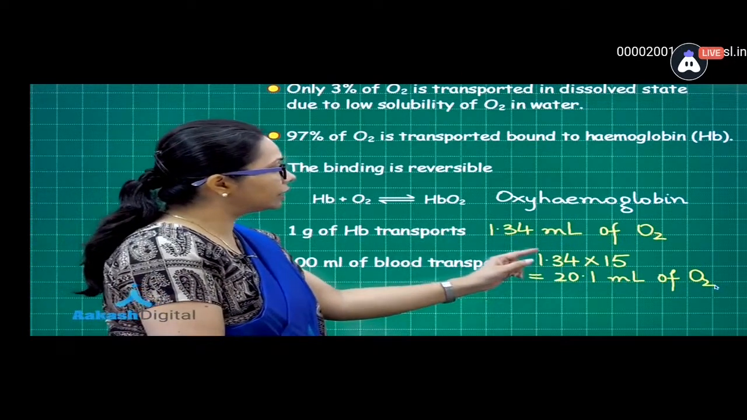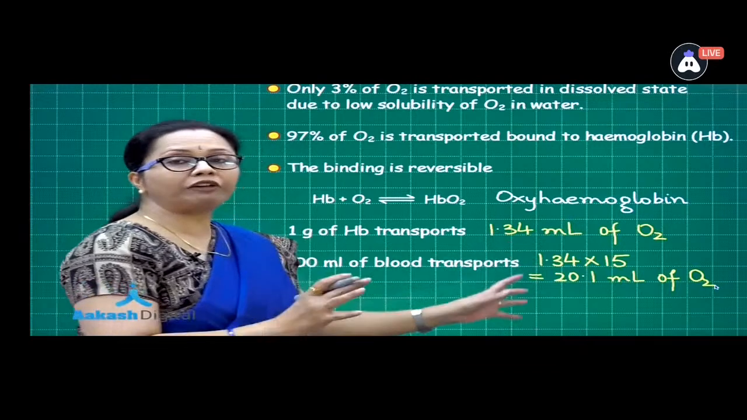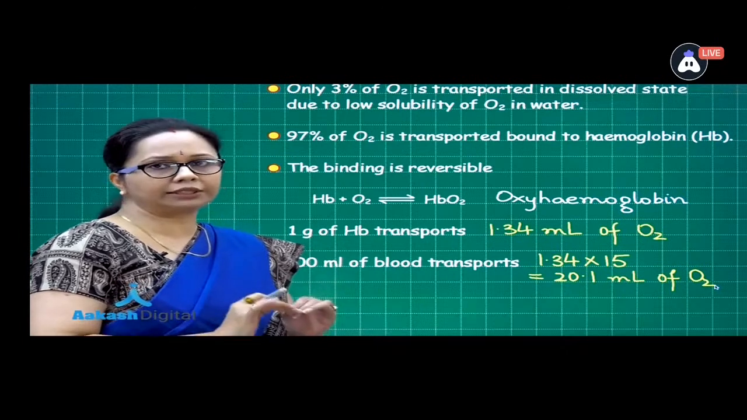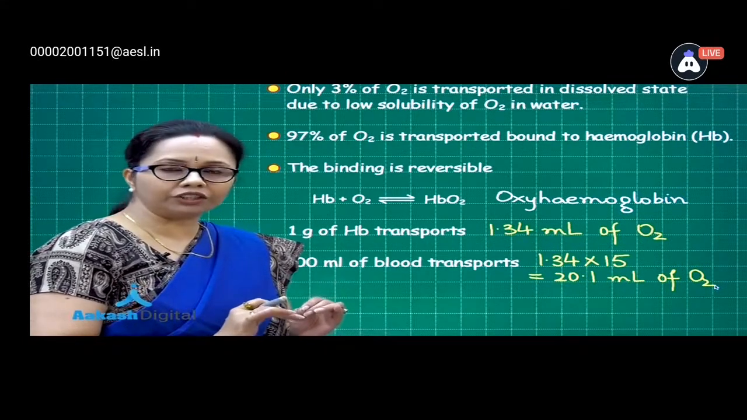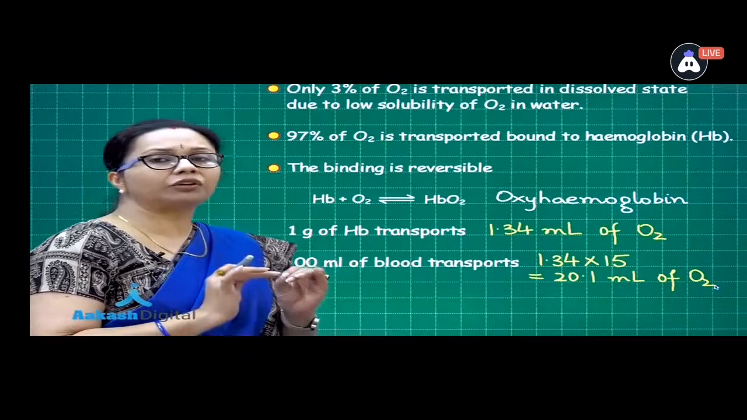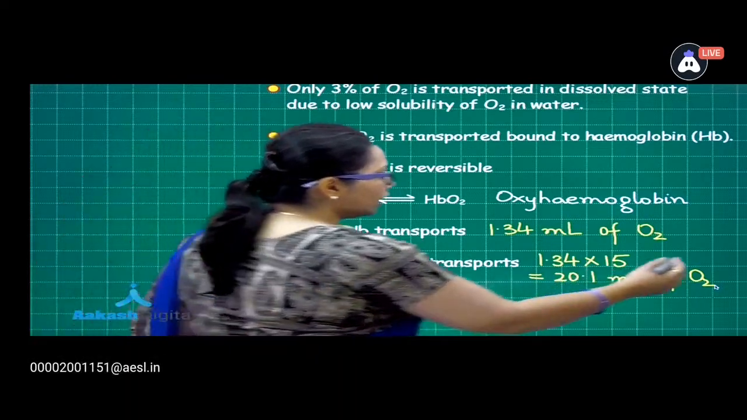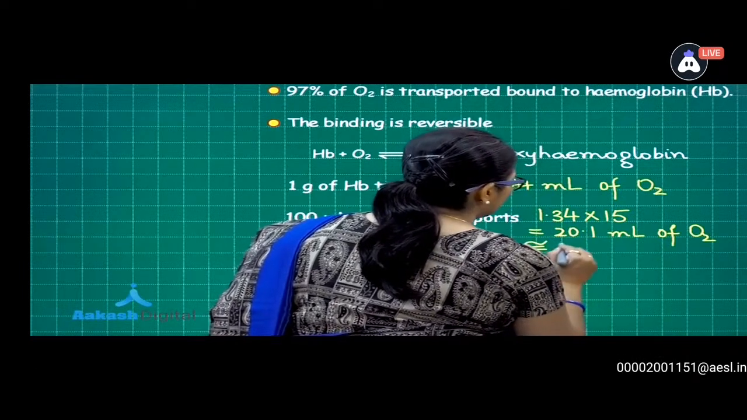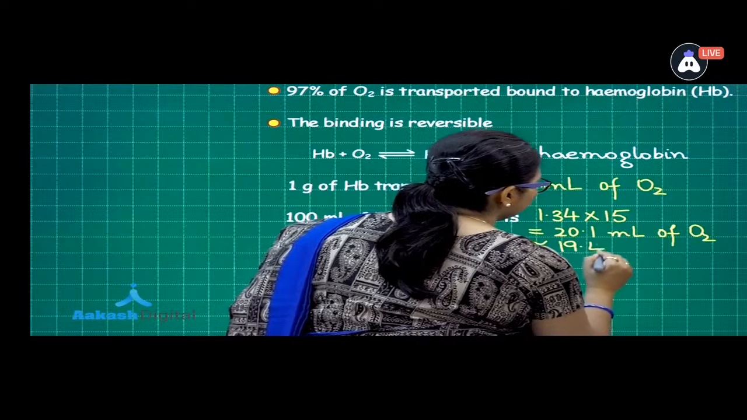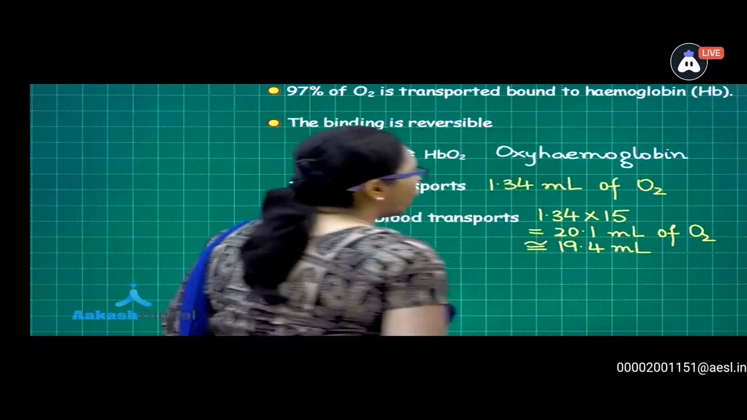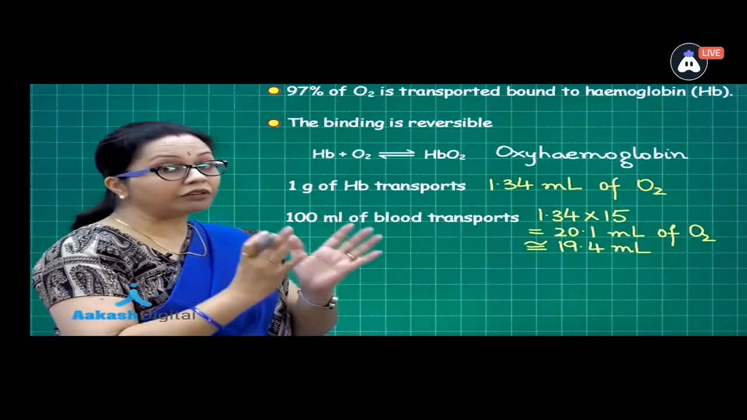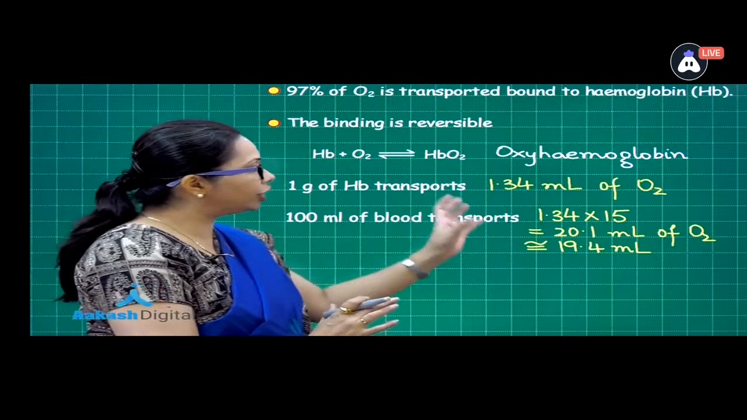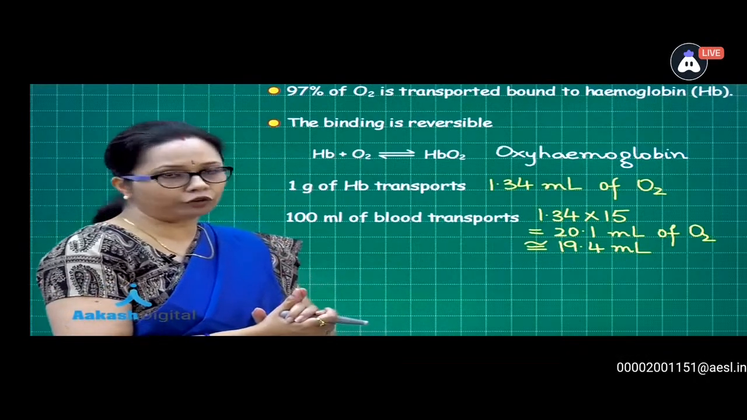However, 20.1 would be the value when all hemoglobin is saturated. That means there is 100% saturation. But in the physiological conditions, 100% saturation is a rare thing. So this value is nearly 19.4 ml. So this is actually 19.4 ml. Now out of this 19.4 ml, that means our arteries are carrying, in every 100 ml of blood present in the artery, 19.4 ml of oxygen.